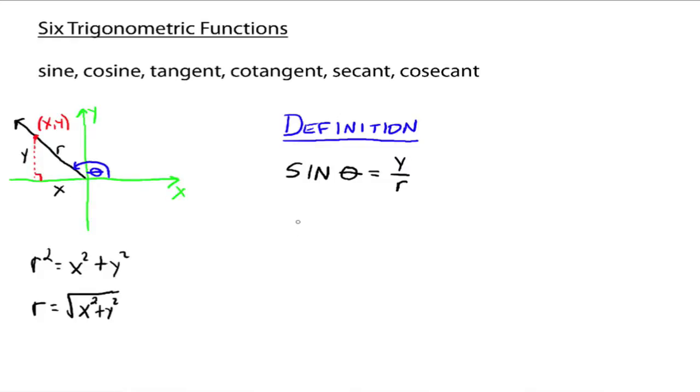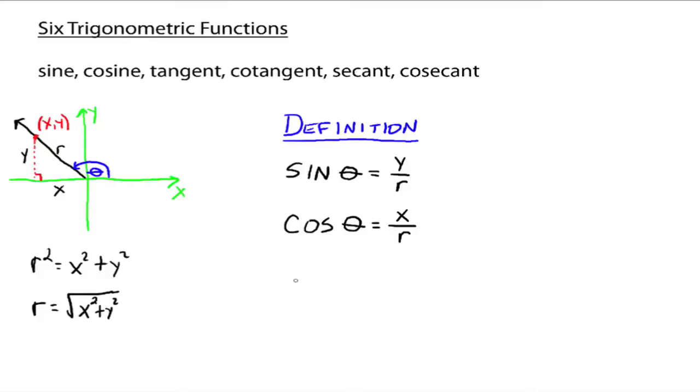Then we're going to do cosine. So cosine would be cos theta, and you read that as the cosine of theta. And that's going to be defined as x divided by r. This is just how they're defined to be. So really cosine, sine, tangent, all these 6 trig functions, they're really just ratios of sides of a triangle.